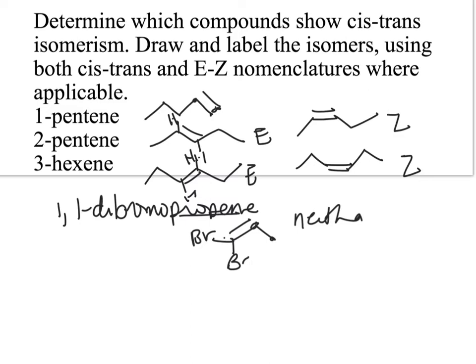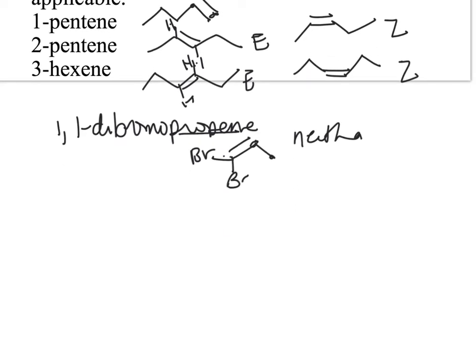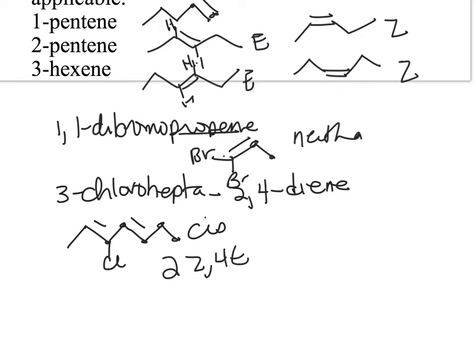The next one that we would write in is 3-chloropenta-2,4-diene. So 1, 2, 3, 4, 5, 6, 7, and put the chloro on the 3. This would be cis, and then actually it'd be 2Z, 4E, and then try to draw the next one.